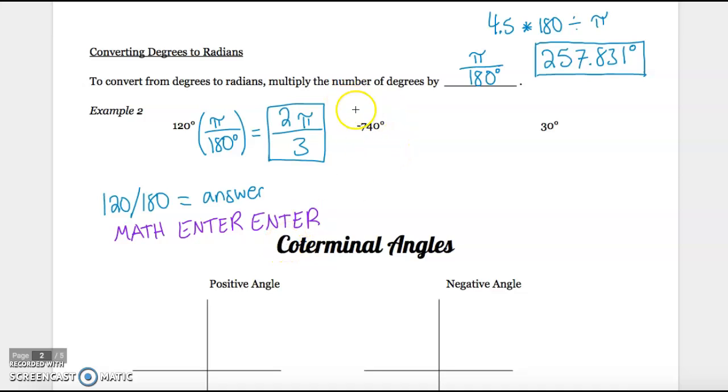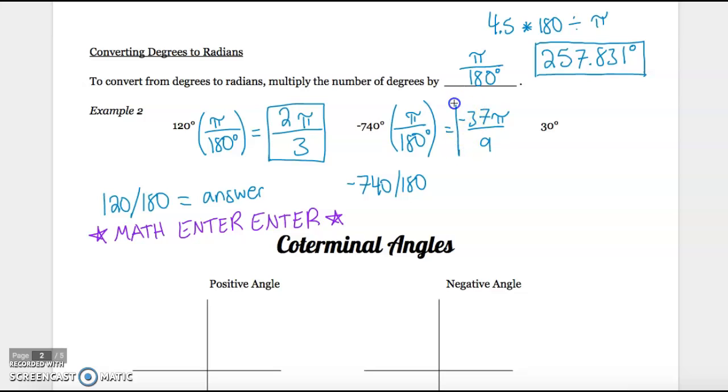All right, so we're going to do the same thing with this next problem. So negative 740 times pi over 180. I'm going to go ahead and just leave the pi. And in my calculator, I'm going to do negative 740 divided by 180. And then I'm going to hit math, enter, enter. So negative 740 divided by 180. Yep, that's a gross decimal. Math, enter, enter. Ooh, negative 37 over 9. So that's my exact radian measurement.